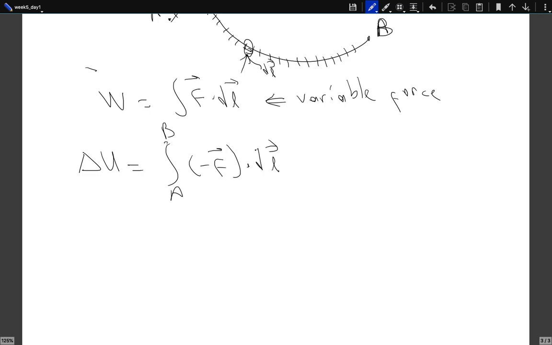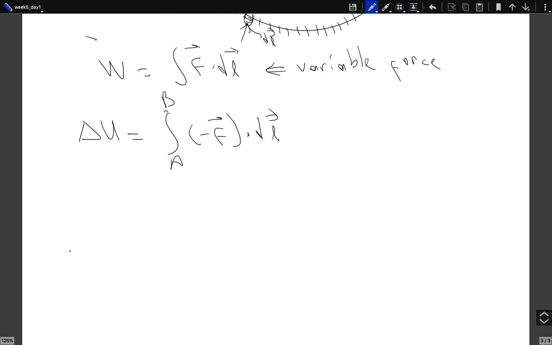F is the force exerted by whatever the source of the force is. If you do some work against that conservative force, that work is stored as the potential energy of the system. Okay, this was just a review of your mechanics. Well, here we have a conservative force.